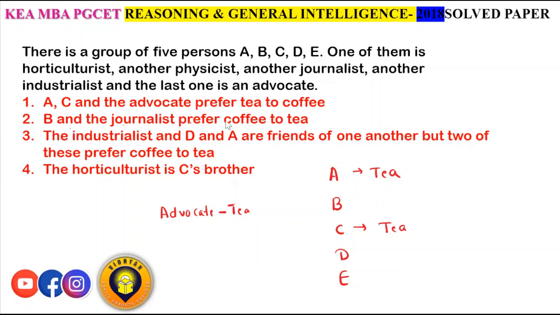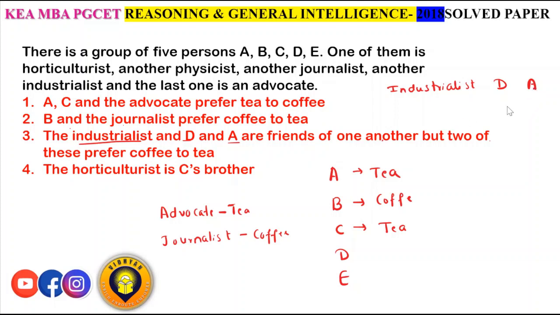B and the journalist prefer coffee to tea. B prefers coffee and the journalist also prefers coffee. I don't know who the journalist is, so I'm writing it separately here. The industrialist, D and A are friends of one another, but two of these three prefer coffee to tea.